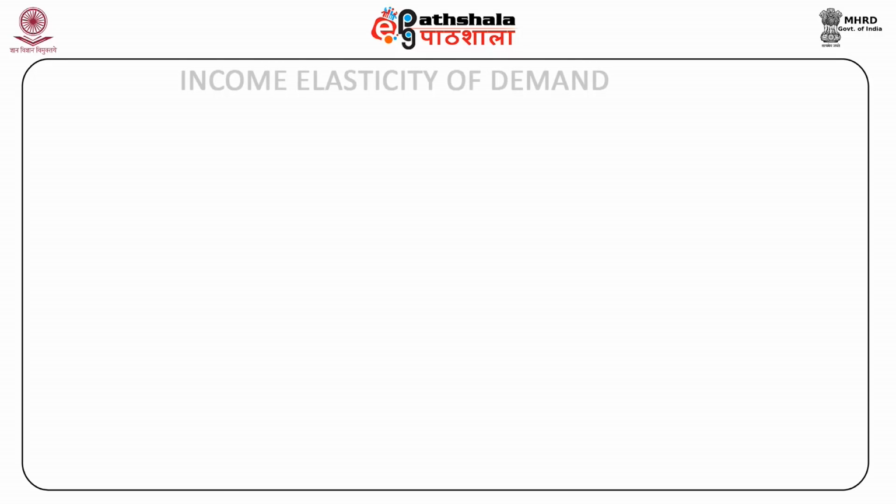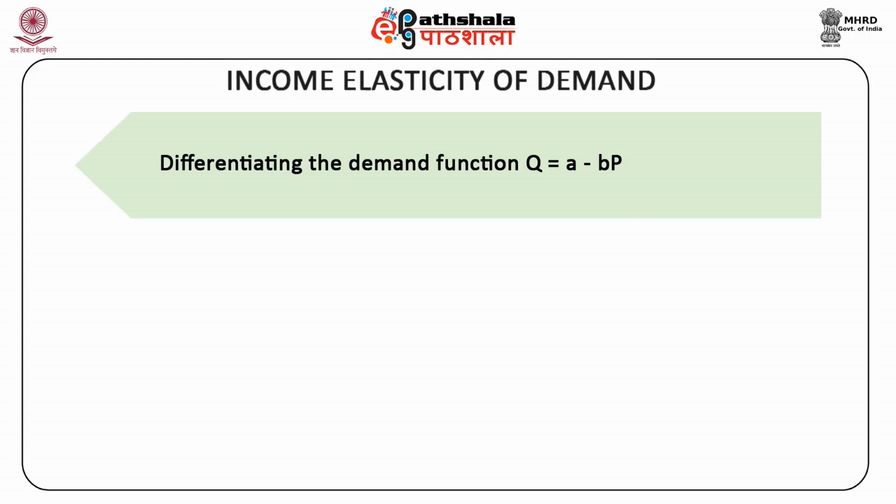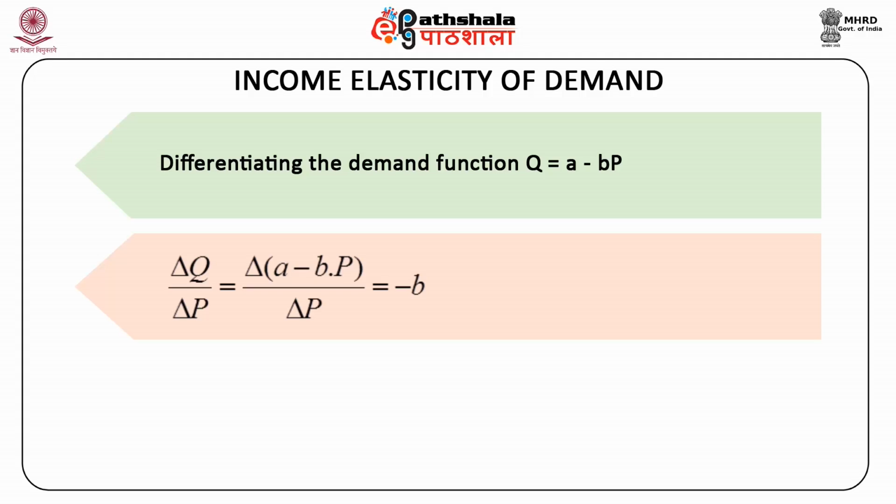Alternatively, change in Q by change in P can be obtained, especially in the case of point elasticity, by differentiating the demand function Q is equal to A minus BP. Change in Q by change in P is equal to change in (A minus B into P) divided by change in P, which is equal to minus B. Here, minus B denotes the decrease in quantity demanded when price increases by rupees 1.